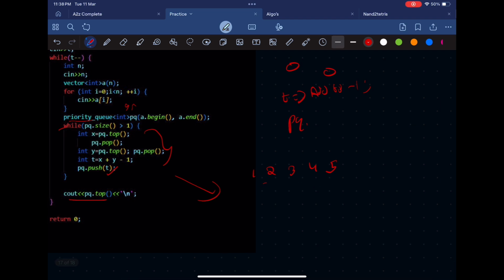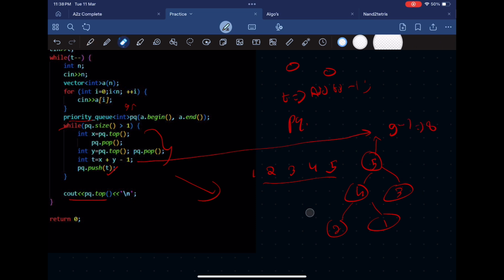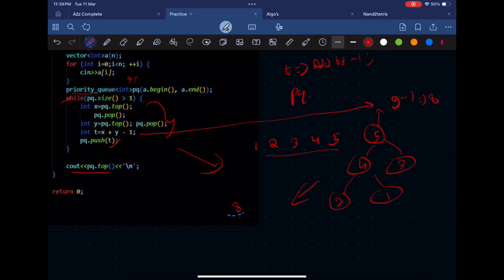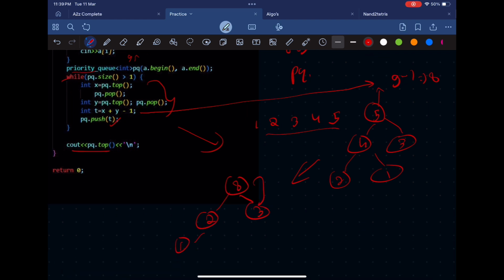So let's see 1 2 3 4 5. At the top we have 5 and 4, and then 3 and 2. Let's suppose we have this kind of tree. 5 plus 4 will be 9, and 9 minus 1 gives us 8. Now our tree will be 8 3 2 1. The top two elements are 8 and 3. 8 plus 3 is 11, minus 1 gives us 10.